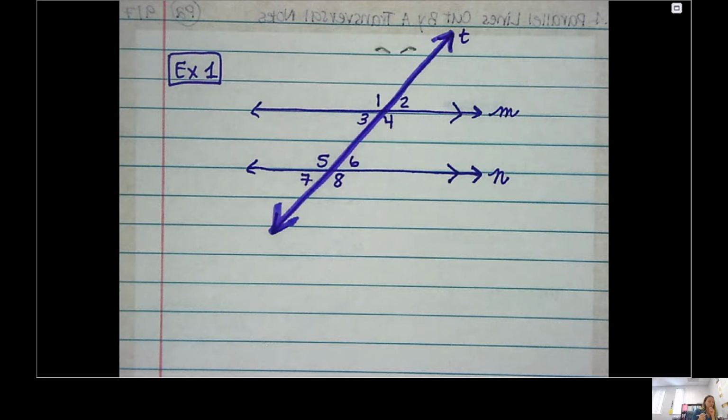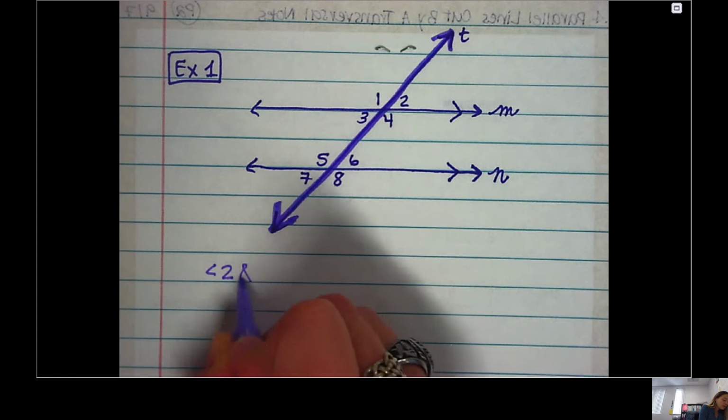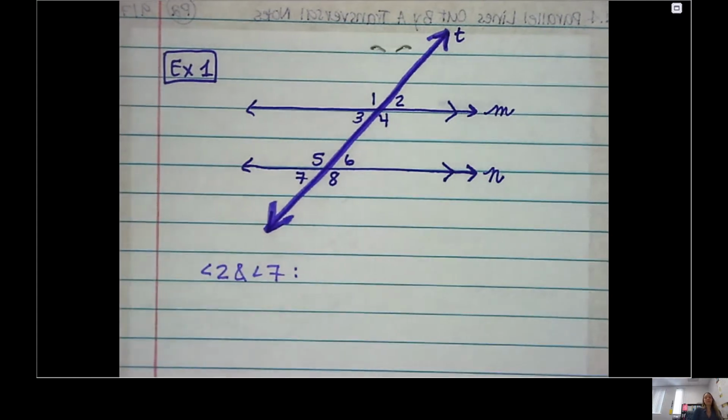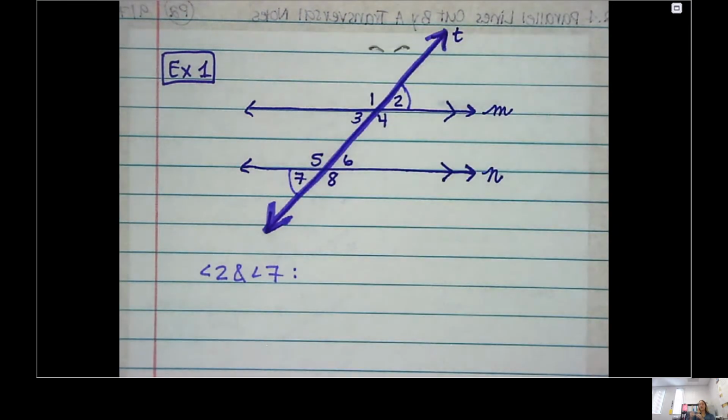Okay, so the first one we're going to do is angle 2 and angle 7. Angle 2, here's angle 2, here's angle 7. Okay, so first step. You want to identify if they are interior, exterior, or both. Raise your hand if you think those two are interior. Raise your hand if you think they're exterior. Raise your hand if you think they're both. Raise your hand if you're not sure.